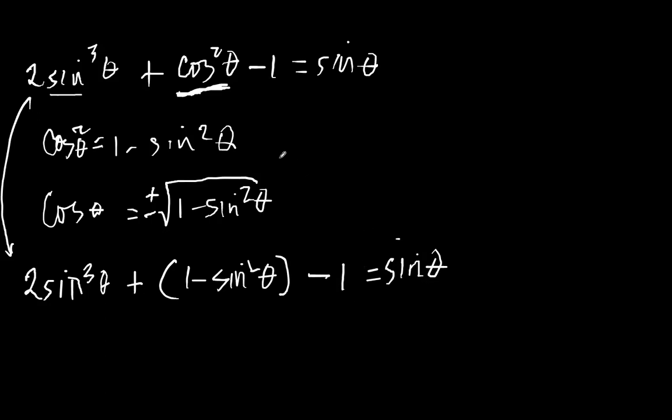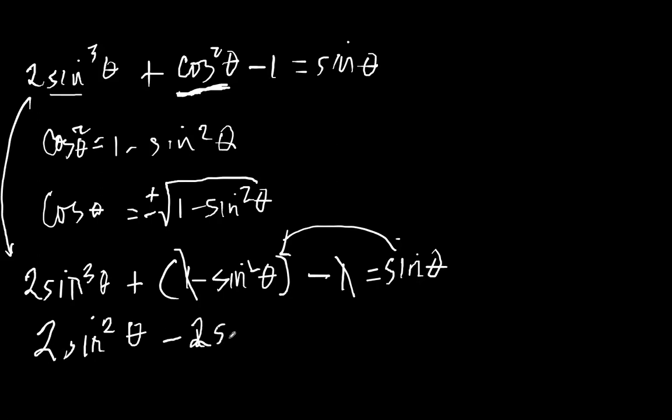Ayan. Tama naman, di ba? Okay. So here we go. Let's simplify. We can cancel this out, di ba? And this becomes 2 sine, oops. Wait, let me just add or accept your classmate. Here we go. Theta. And then, i-transpose din natin to. So magiging siyang minus 2 sine theta. Ayan. Here we go.